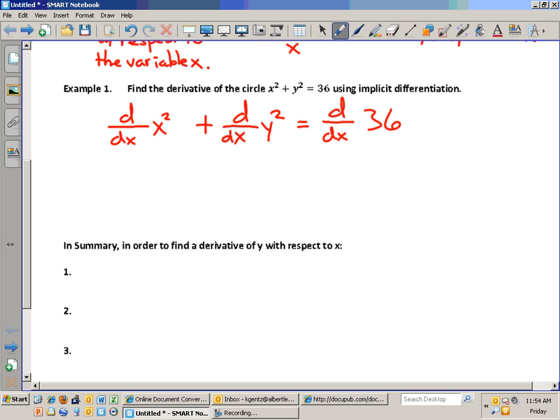If I go like this, what is the derivative of x squared? 2x. What's the derivative of 36?